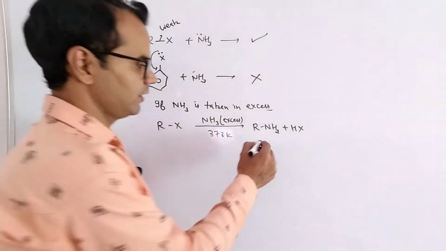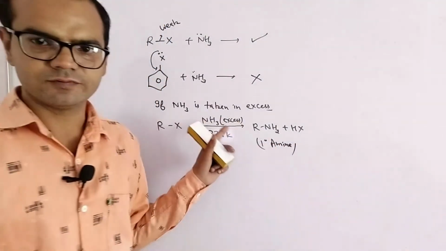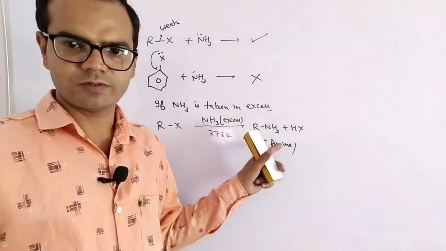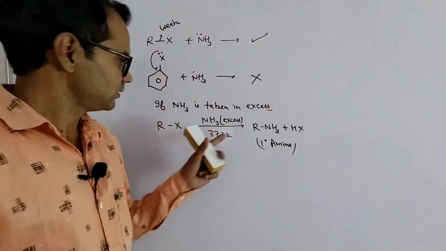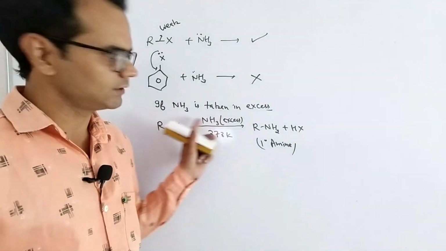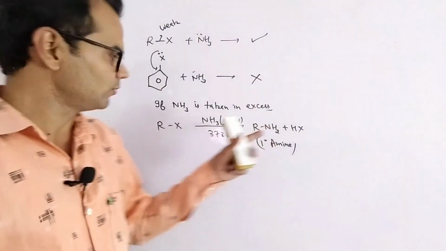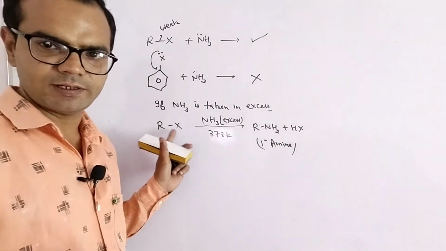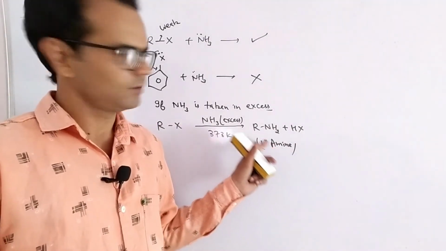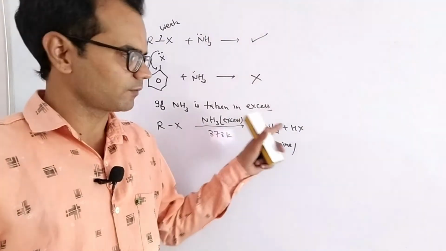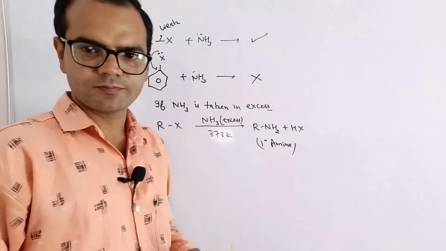We can prepare primary amines. Due to excess quantity of ammonia, reaction will complete in one step. All the molecules of RX will be attacked by ammonia. As a result, all the molecules will change to primary amines. There will be no more RX molecule left. That's why reaction will be completed in one step. Primary amine will be the major product. No other products will form. So this is complete Hoffmann ammonolysis reaction.